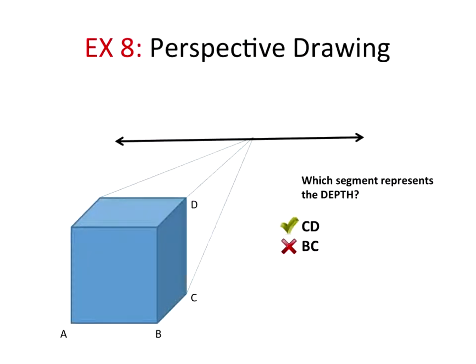Okay, last question. If I show you this perspective drawing, which segment represents the depth? Give me a check mark if you think it's CD. Give me an X if you think it's BC. We're looking for depth. Hint, hint, this might be a test question too. So checks and X's on this picture. Which one represents depth? So CD is right here, and BC is right here.